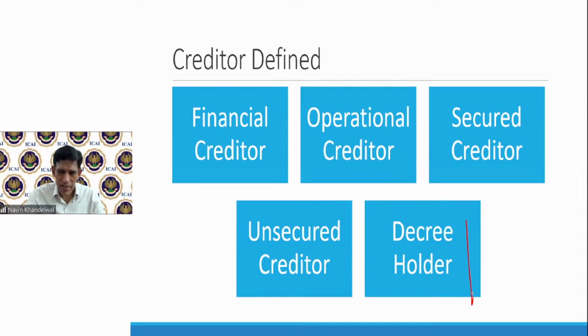Maybe there might be certain cases which have been pending, where you are fighting in a court and the court has given you a decree order that yes, you have a right to receive this amount, and the court is giving you an order to go and recover that amount from that particular party. So that may happen maybe because of an arbitration order, because of a court order. That decree holder is also a creditor.